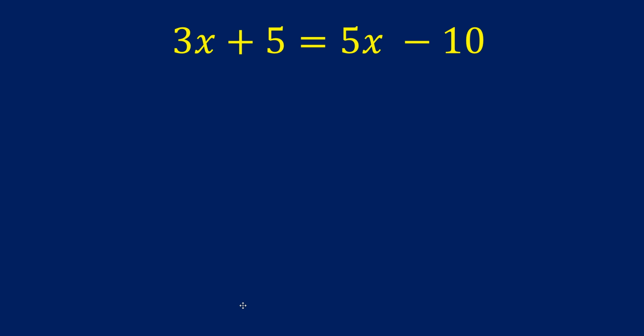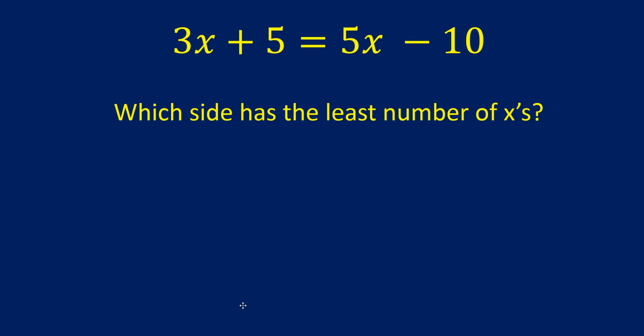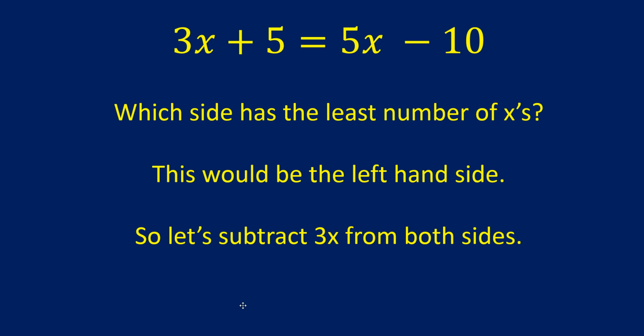So if we've got 3x plus 5 equals 5x minus 10, I want to get it so I have all the x's on one side of the equation. So what I do is I look at the side which has the least number of x's. Left hand side I have 3 of them, right hand side I have 5 of them. So obviously it's the left hand side that has the fewest number of x's. So what we're going to do is take 3x from both sides. Remember, if I take 3 kilos off a set of scales, as long as I take it off the other end, it still balances.